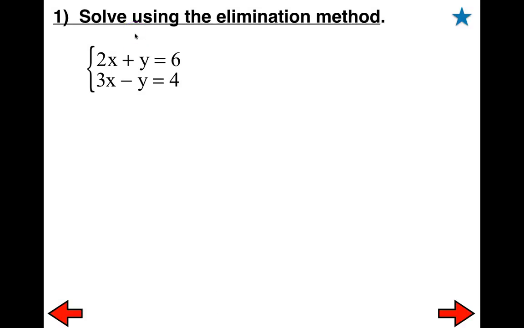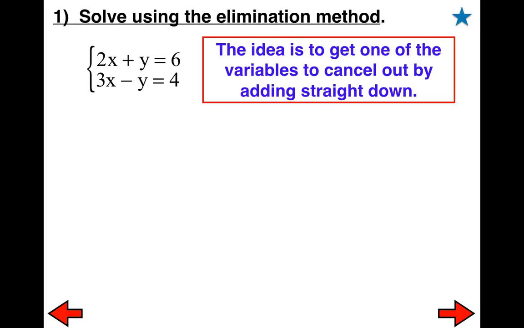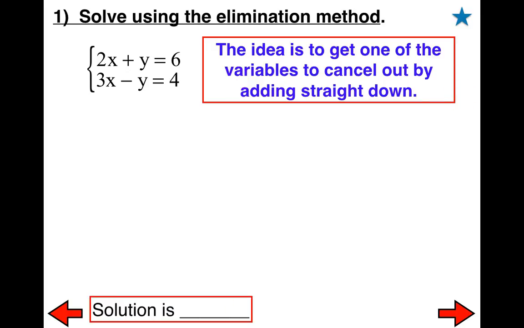For our first example here, they gave us a system and asked us to solve by using the elimination method. The whole point of the elimination method is you want to get one of the variables to cancel out by adding straight down. So what do I mean by that? Here, first I'm going to recognize, can I simply add straight down and have one of the variables eliminate? And the answer is yes, I can. And let me show you.